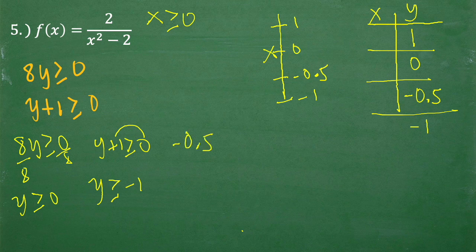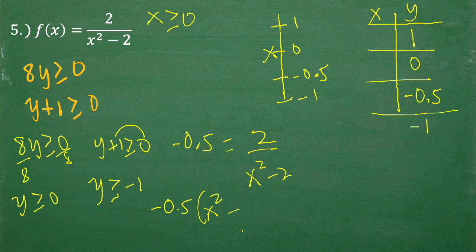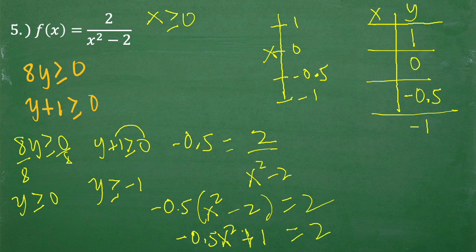0.5, negative 0.5 equals 2 over x squared minus 2. And then we have negative 0.5 times x squared minus 2 equals 2. So our answer is negative 0.5 x squared plus 1 equals 2. Okay, 0.5 times 2 equals just simply 1. And then simply move this 1 to the other side.